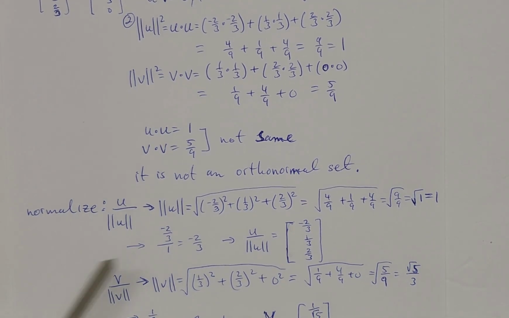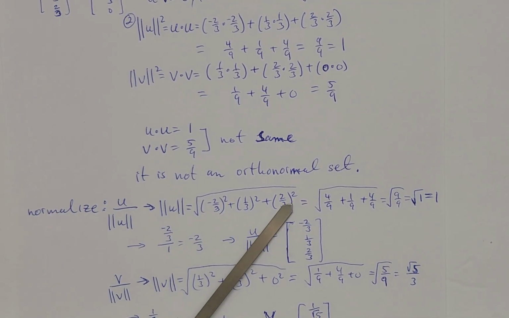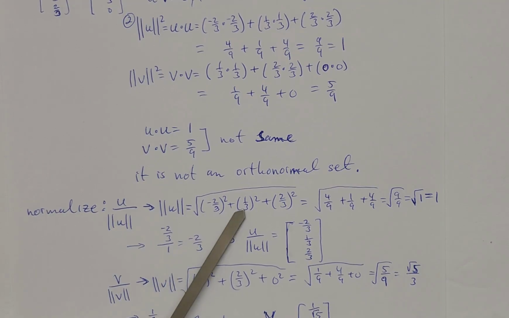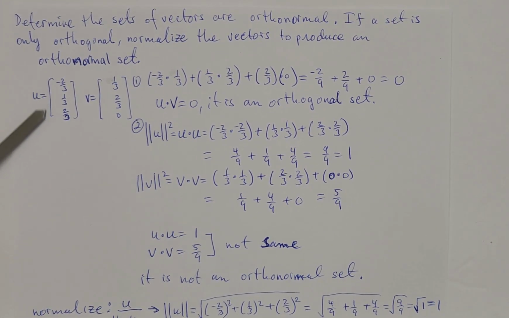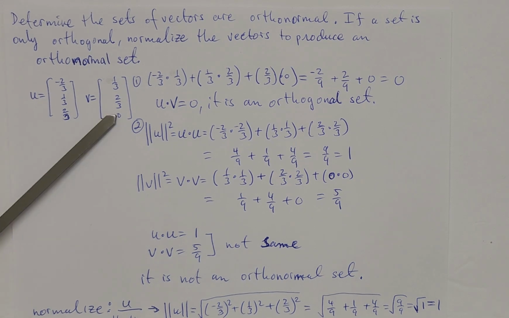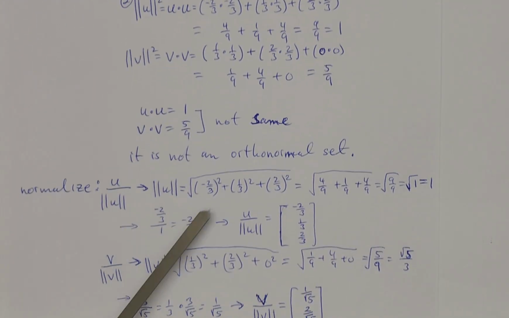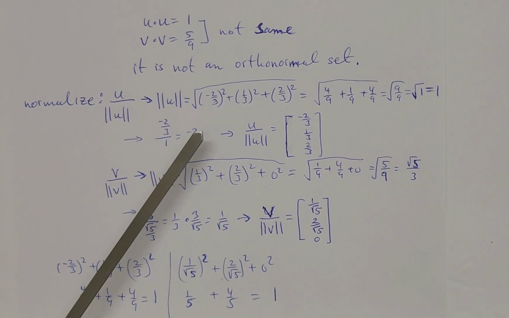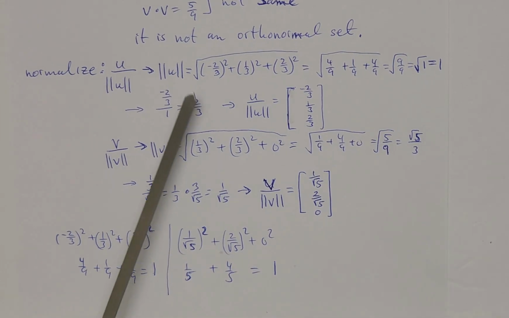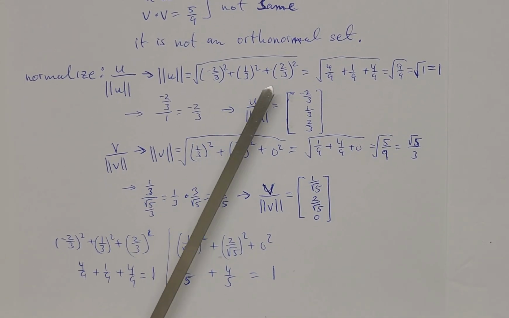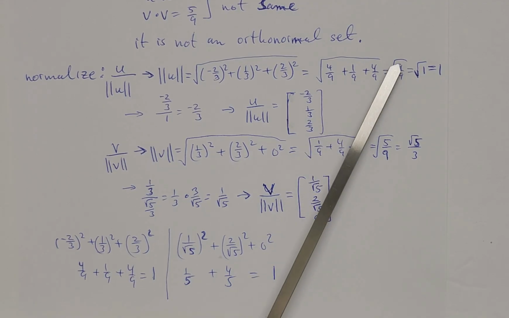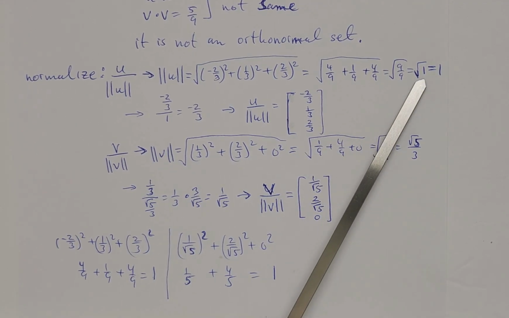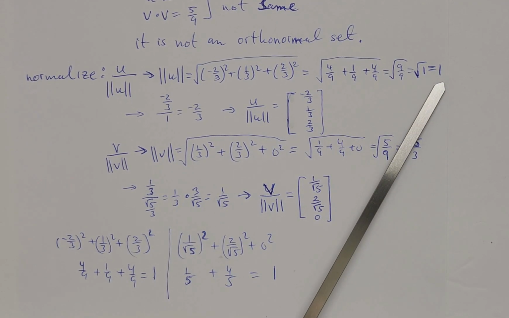So all these numbers, just square them. Where did I get these terms? From the original vectors up here for U and for V. So square each of them. So square 2/3, square 1/3, square 2/3 comes out to be 4/9, 1/9, 4/9, which is 9/9. That gives me 1. Square root of 1 is 1.